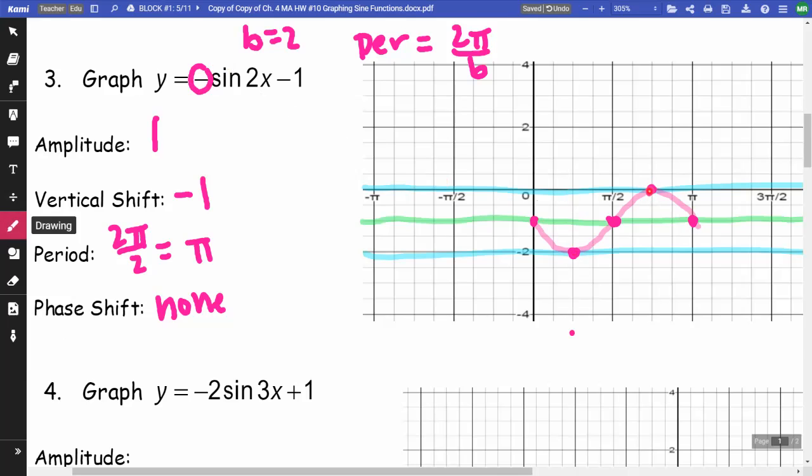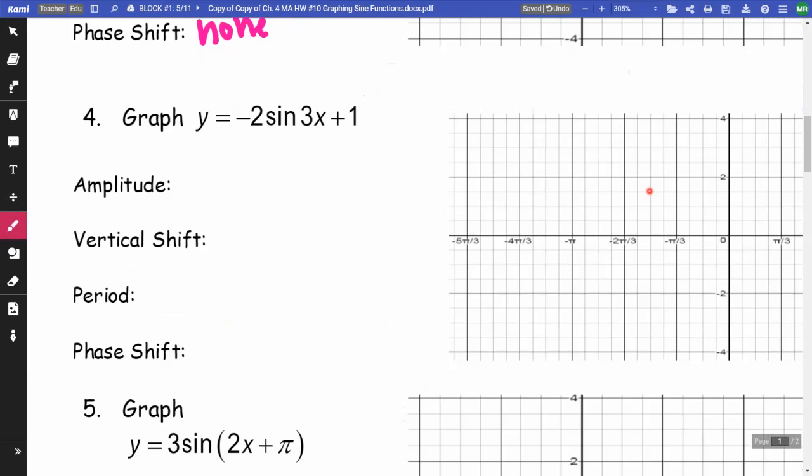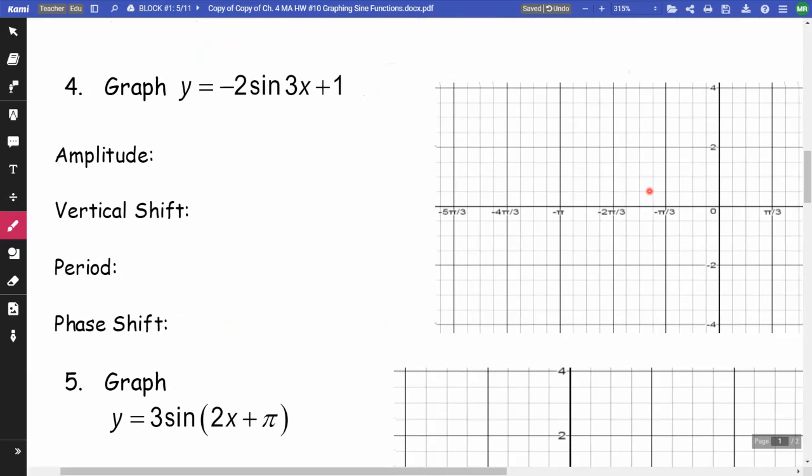Okay, on number 4, on this one, again, we have to pay attention that it is a negative, but the absolute value of -2 is 2, so my amplitude is 2. My vertical shift is going to be +1. My period here, my b is 3, so I'm going to go 2 pi over 3, so my period is 2 pi thirds. And my phase shift is again none. So since my phase shift is none, I'm going to be starting at 0 and going 2 pi thirds. That's going to be my graph.